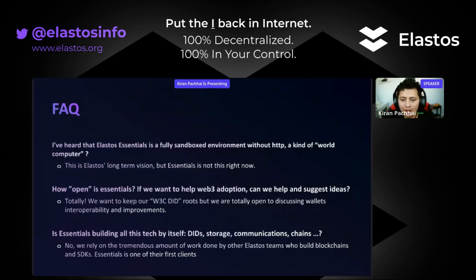How open is Essentials? Everything is open source. We're W3C DID compliant. So all of it, we're all about interoperability and improvements. So, we have all these different SDKs, and we don't just rely on the Essentials team to build all of this technology. We rely on all the tremendous amount of other work that is already done by other Elastos teams who build SDKs and other kinds of stuff.